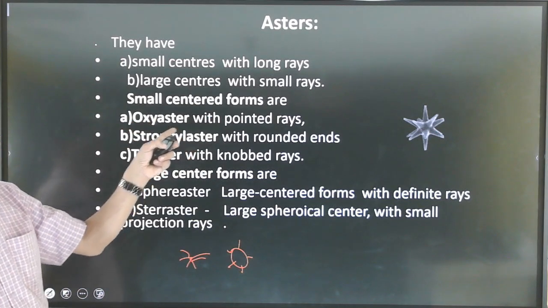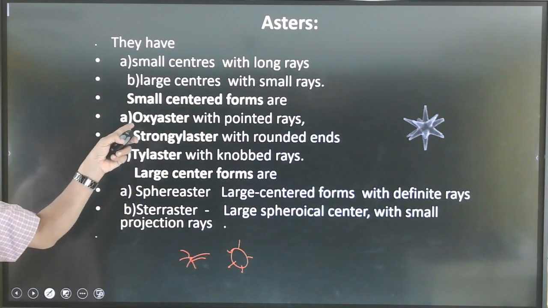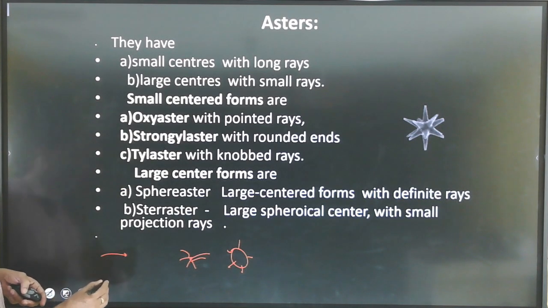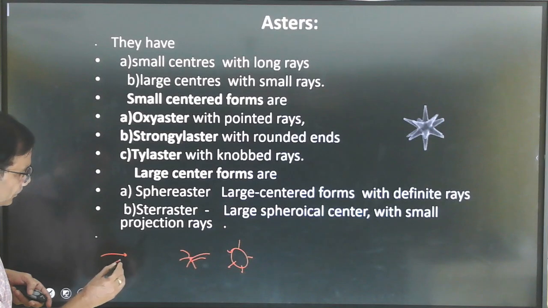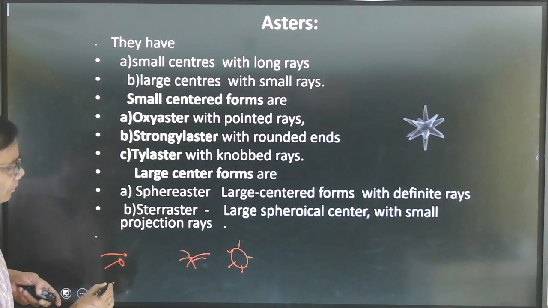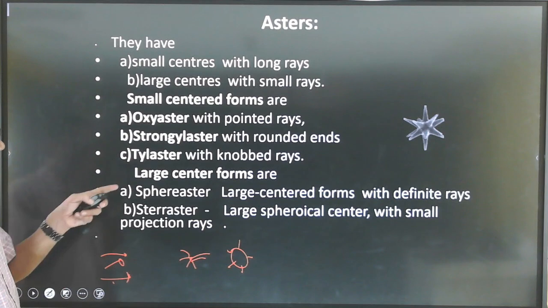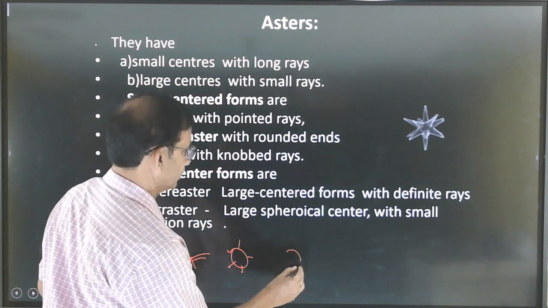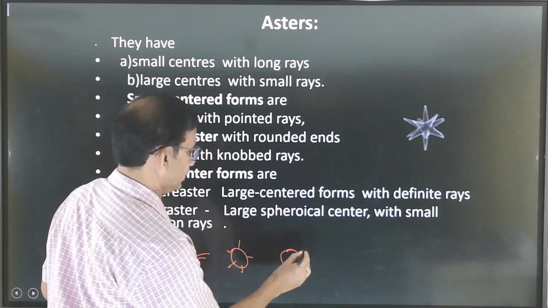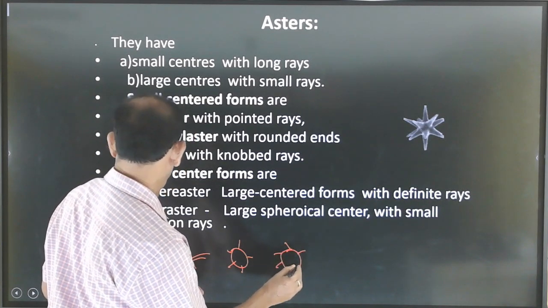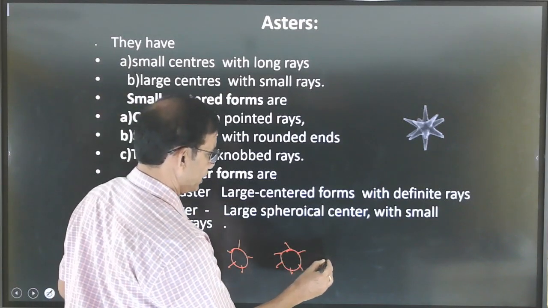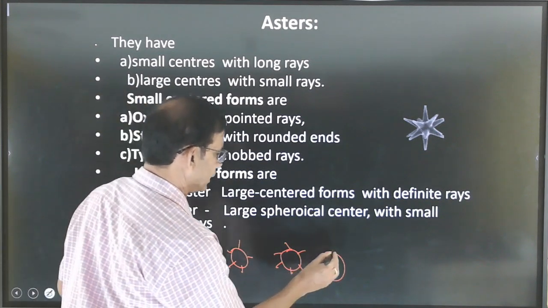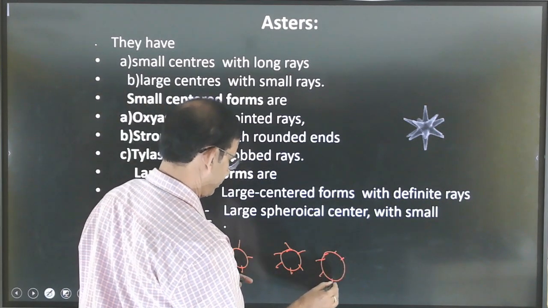Again, small center forms are of 3 types: oxyaster, which has pointed rays, strongylaster with rounded rays, and tylaster with knobbed rays. Again, large center forms with equal size rays are called spiraster, and sterraster with small, just projected rays.